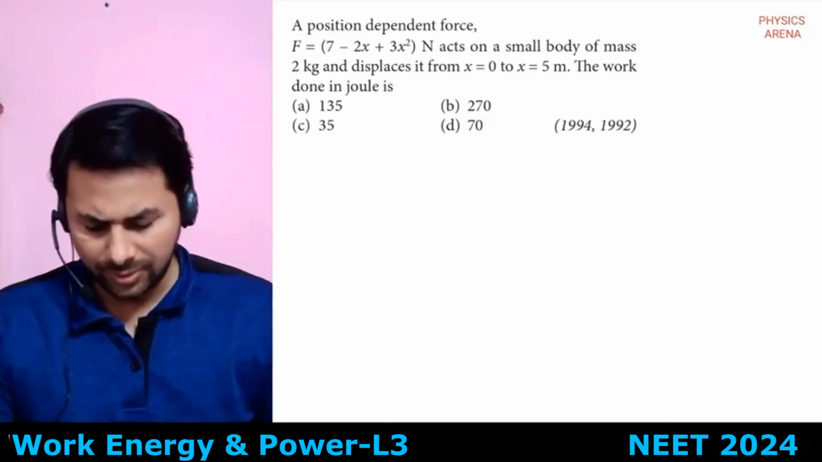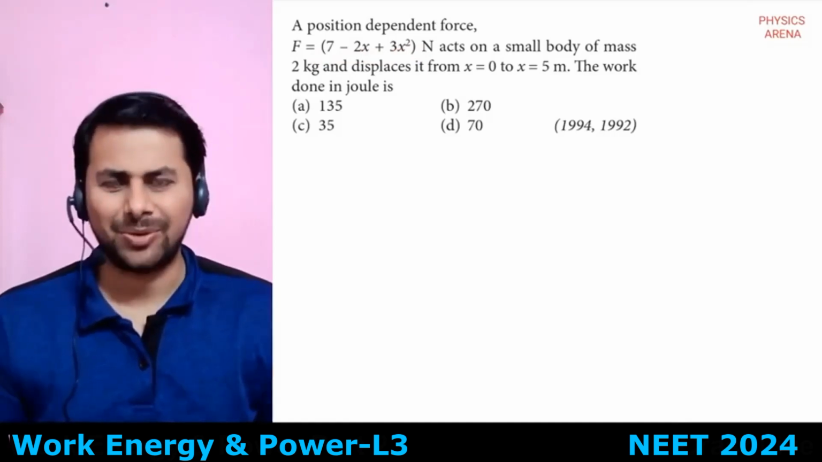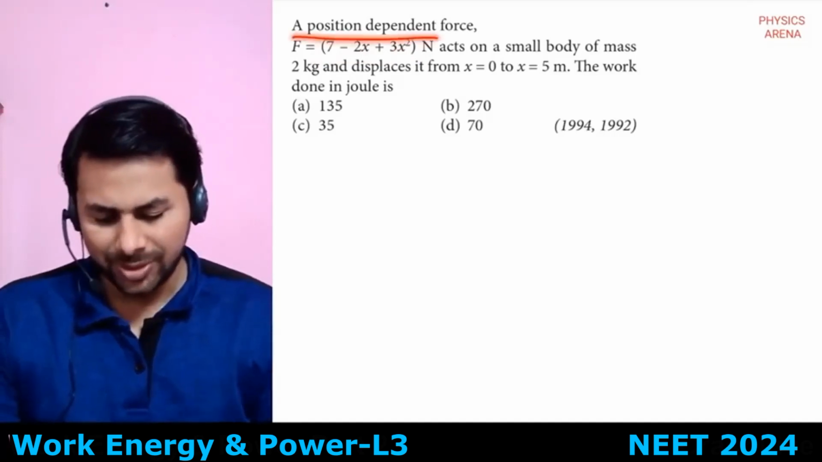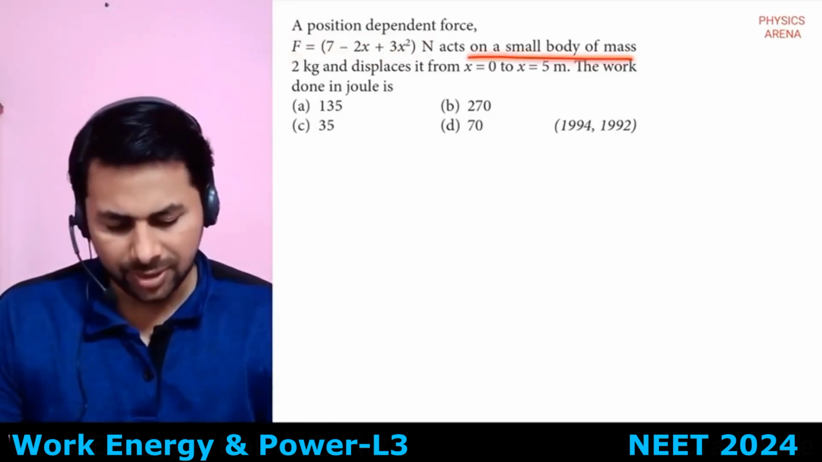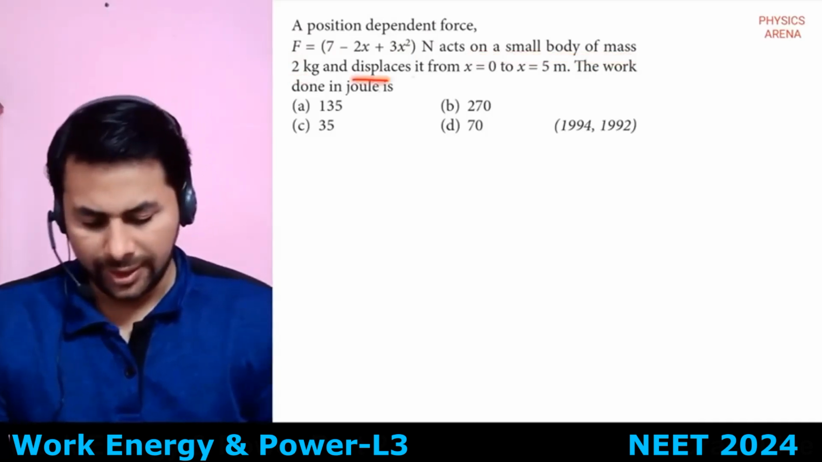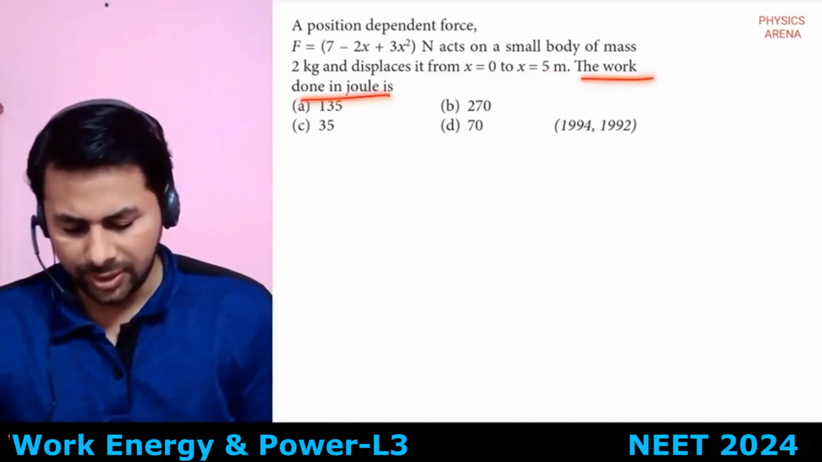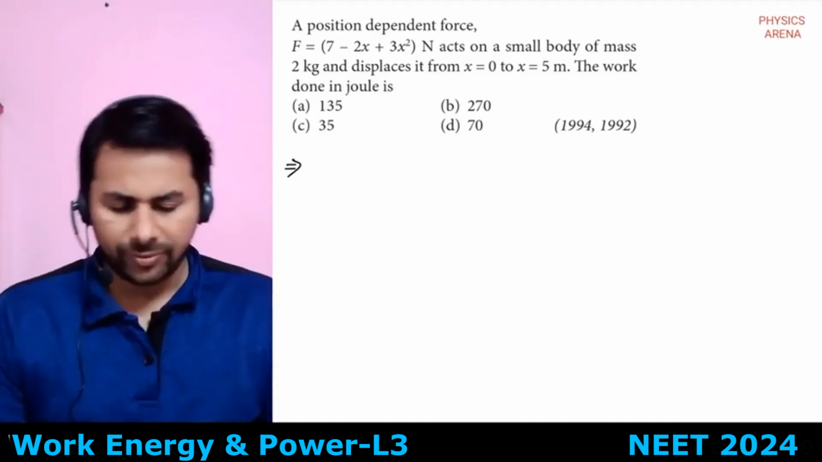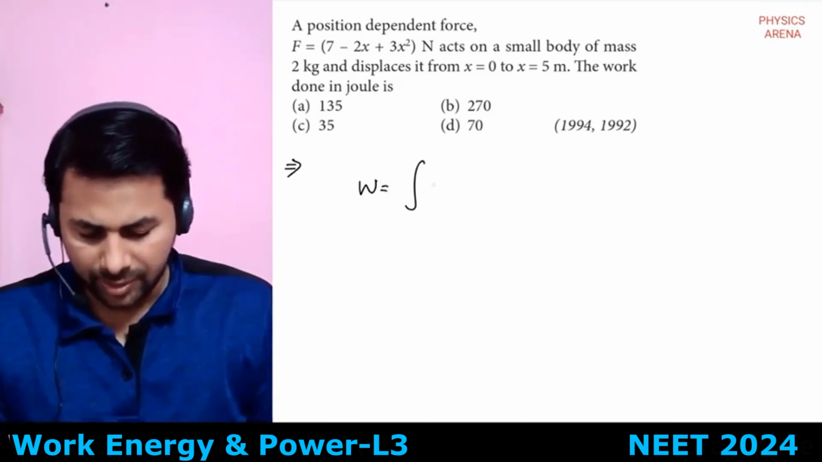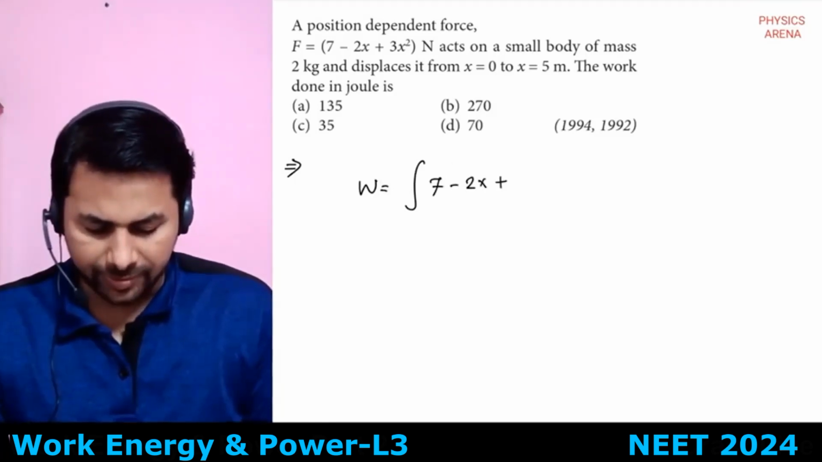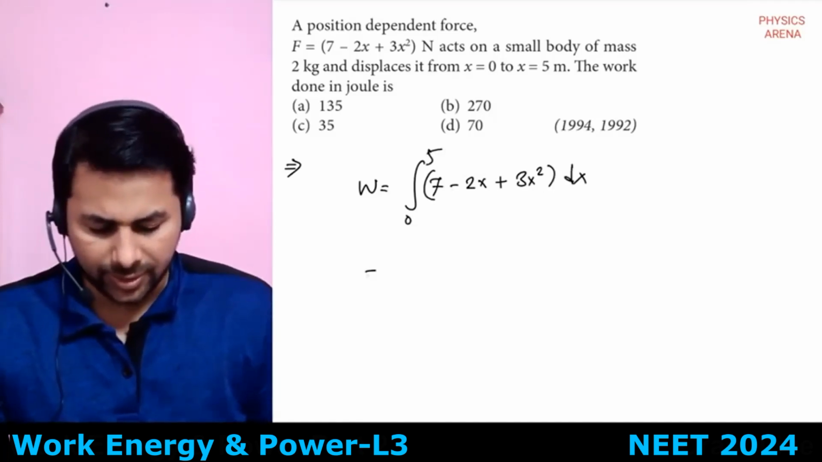Next question. Now the force depends on x, in the earlier problem it depended on y. So a position dependent force F equals 7 minus 2x plus 3x square Newton acts on a small body of mass 2 kg and displaces it from x equal to 0 to x equal to 5 meter. The work done in joule is. So again we just have to integrate this, right? So work done will be equal to the integral of this F, that is 7 minus 2x plus 3x square dx from 0 to 5.